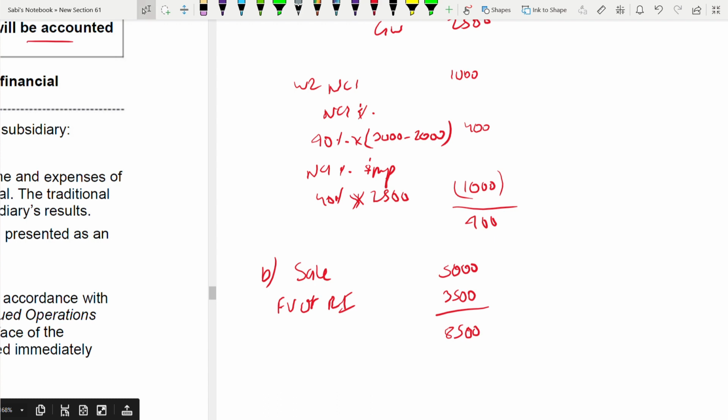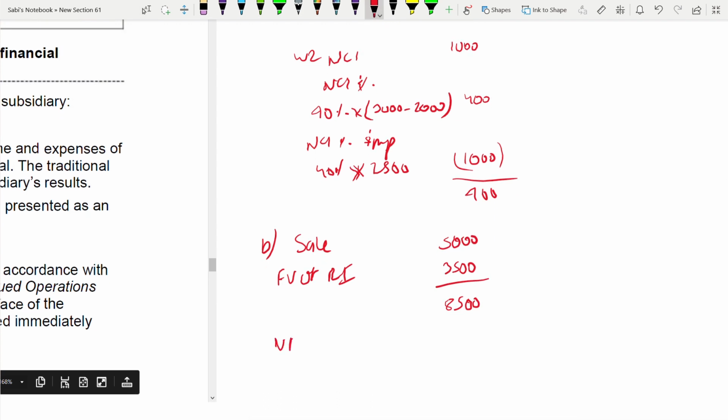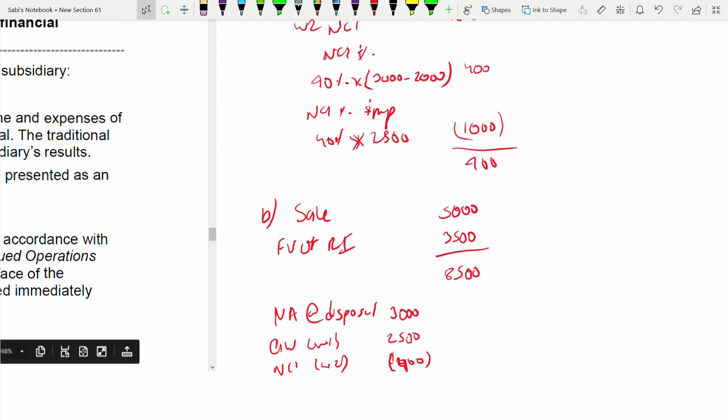Then we have net asset at disposal, goodwill, NCI. Here again we have working 1 and working 2. Net asset at disposal is 3,000. This is the same. Okay. Goodwill will also be same here, what we have got in the previous. Even here NCI will be same. So you don't have to recalculate each time. Once calculated, use the same figure. Okay. Which is 5,100.